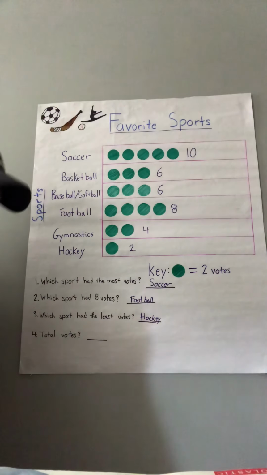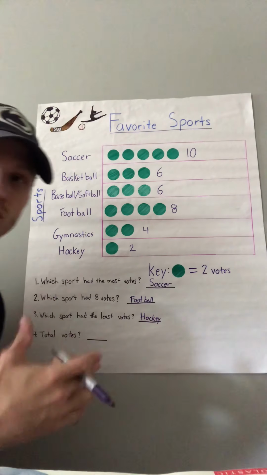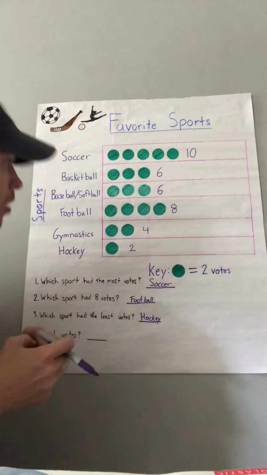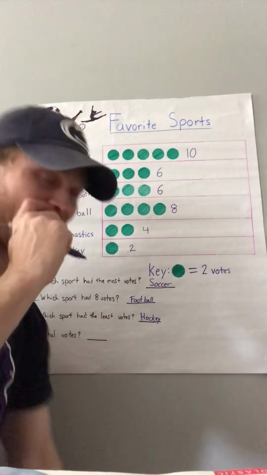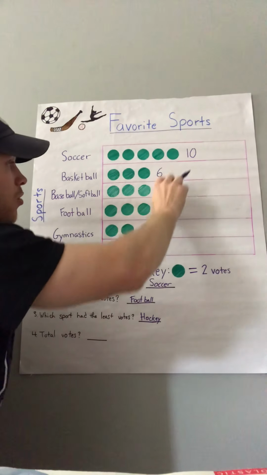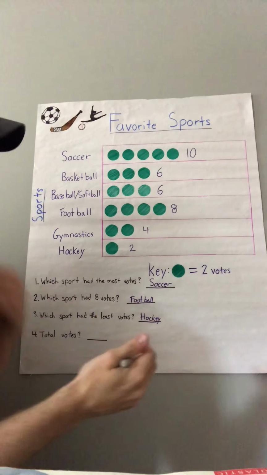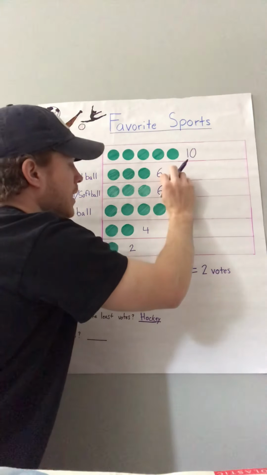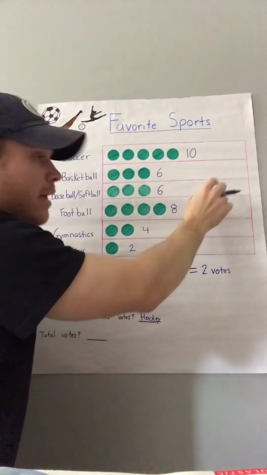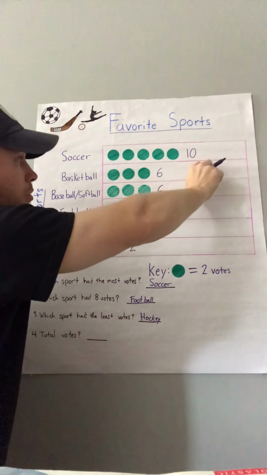So then our last question, it says the total vote. So how many total votes did we have in all? So that means total again means addition. So that means we're going to have to add up every single vote that we had. So we have to go down this list and we can add. So you can either go 10 plus 6 and you can equal that, and then now go 16 plus 6 because we know 10 plus 6 equals 16.